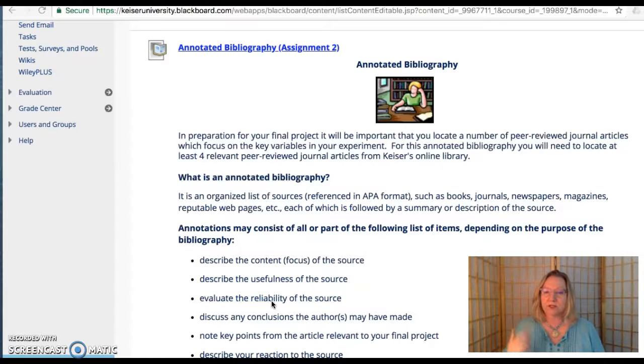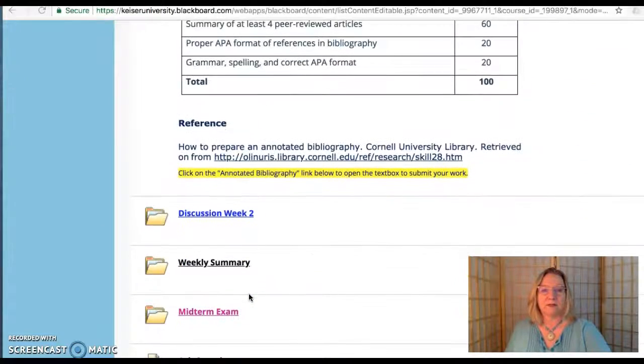If you need to adjust your hypothesis in week 2, please do so and just put it into your annotated bibliography and say, this is now going to be my hypothesis. This is my annotated bibliography. These are the notes that I have on the articles that are going to help me with my research. So that is the point of this assignment. Let's go to the discussion week 2 question.